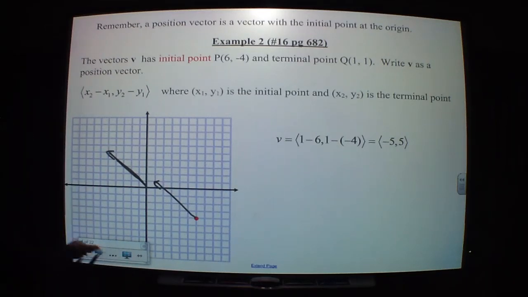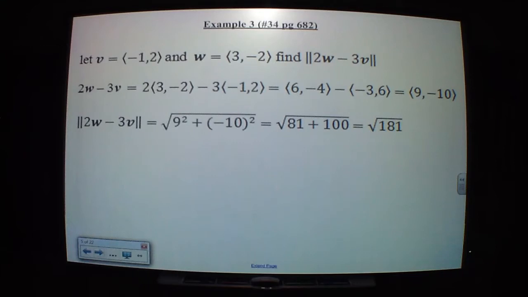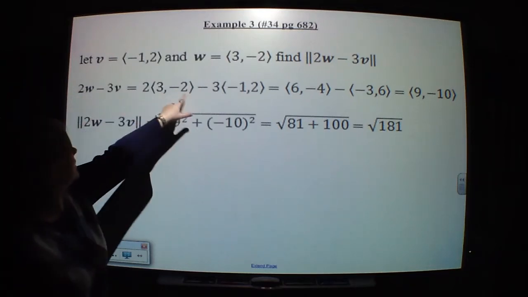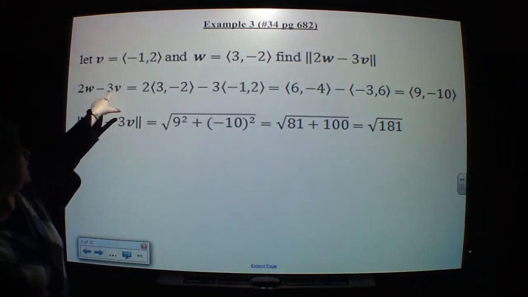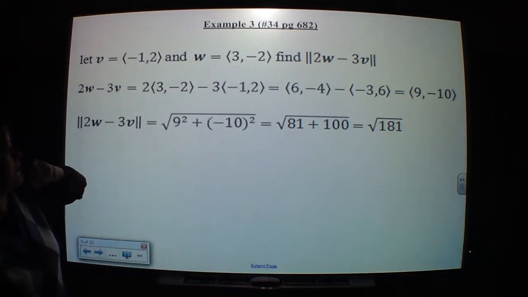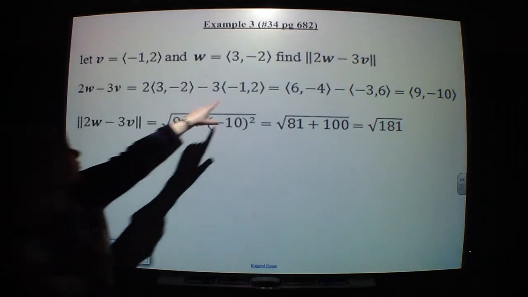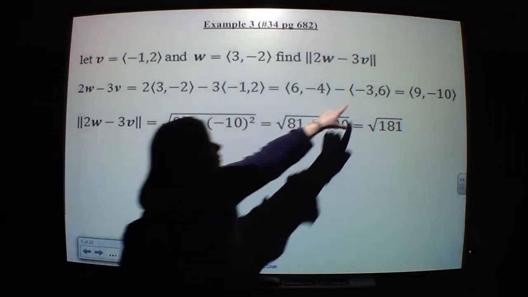Okay? Next, example 3. Vector v is negative 1, 2. Vector w is 3, negative 2. I want to find 2w minus 3v. So first of all, to find 2w, I would multiply my w vector by 2. So that's what I did here. So there's 2 times w. To find 3v, I would multiply 3 times my v vector. So here's my v vector times 3, which is right here.